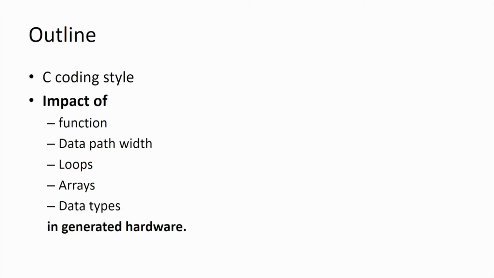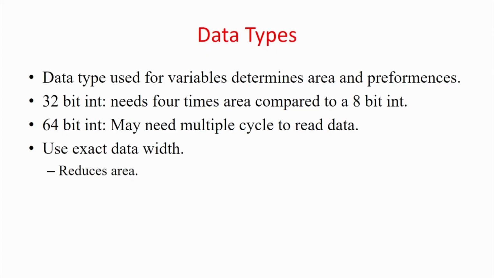So, the outline of today's presentation is this coding style, and primarily we are going to discuss the impact of different kinds of parts like functions, data types, data path width, then loops and arrays, how to use them and how they impact the generated hardware. What are the things you should be careful about when you are writing your C code, so that the hardware you generate will be optimized, or efficient in terms of power or latency? That is something we are going to discuss. First, we are going to discuss the data types.